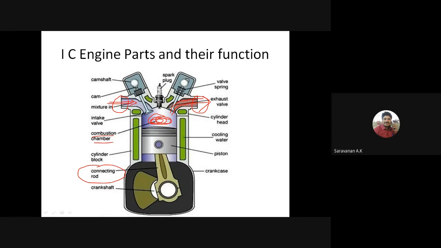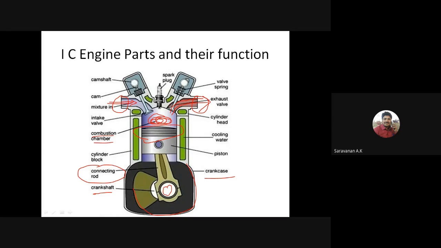The connecting rod will connect the piston as well as the crankshaft. Then the crankshaft is a mechanical output element. The mechanical shaft is the output element. Then the outer casing is called the crankcase, and here the piston will have different types of rings, right?